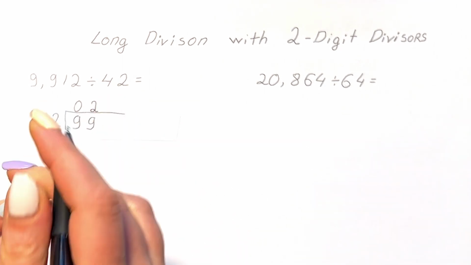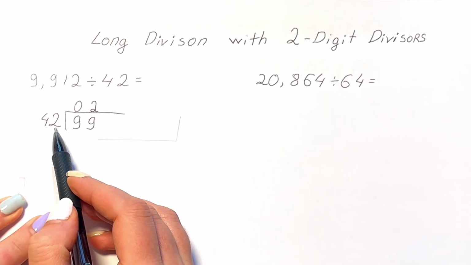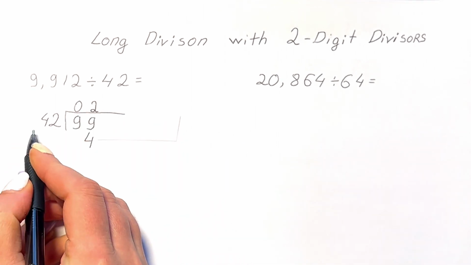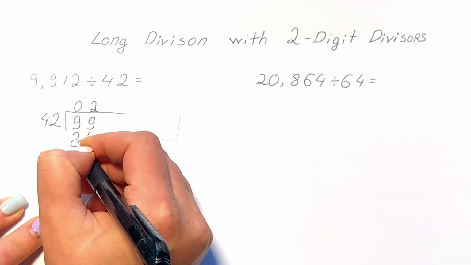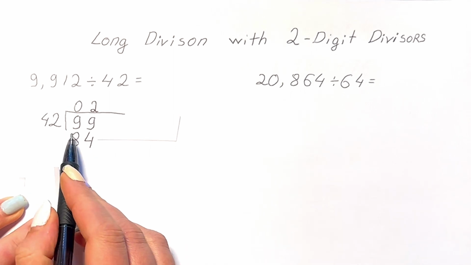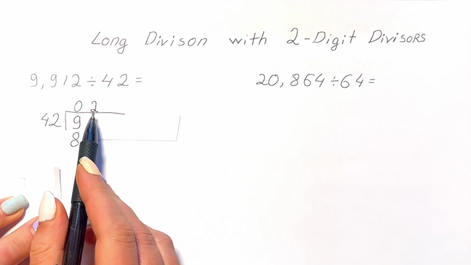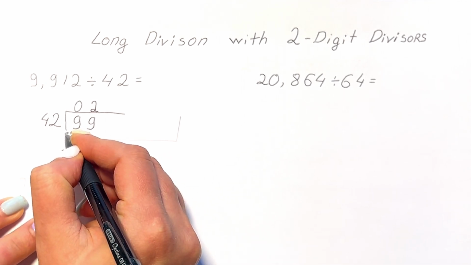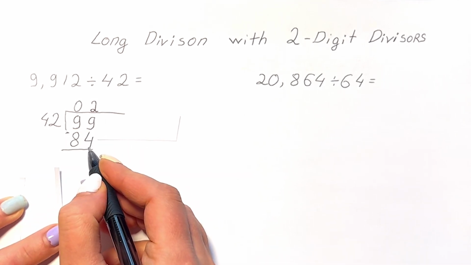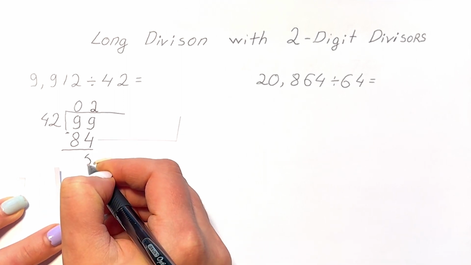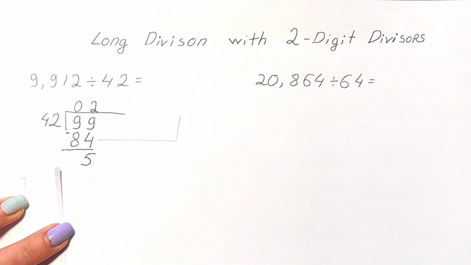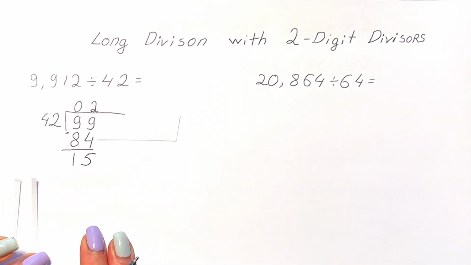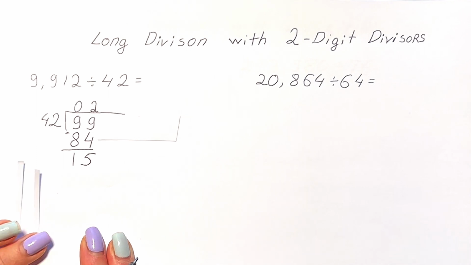Now I'm gonna multiply. 2 times 2 is 4. 2 times 4 is 8. So 84 is smaller than 99. It means my imaginary number is working. Let's subtract to get the remainder. 9 minus 4 is 5. 9 minus 8 is 1. Okay, 15 is smaller than 42. It means we did everything correctly.